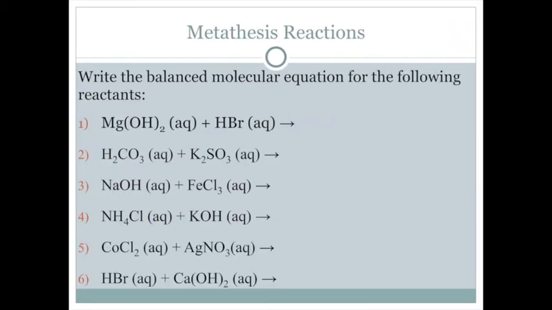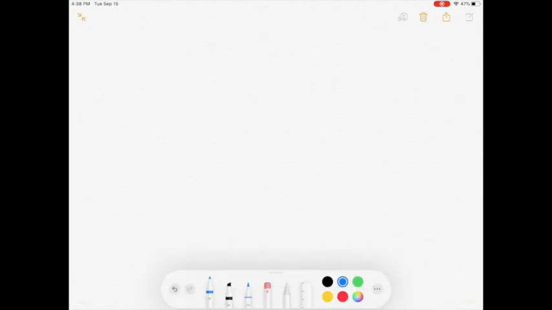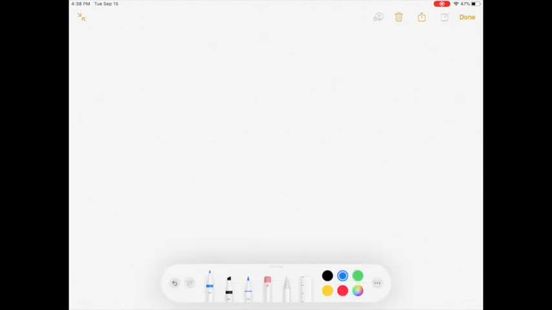Okay, let's do these real quick. So we're going to write a balanced molecular equation for each of the reactants. So I'm going to do it on this here. Okay, so first we have Mg. Let's do one of the gas forming. Number 2. So we have H.